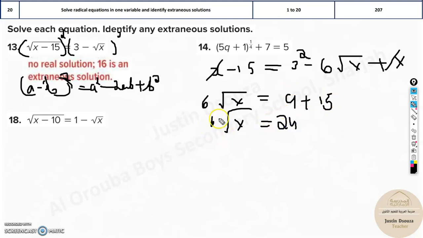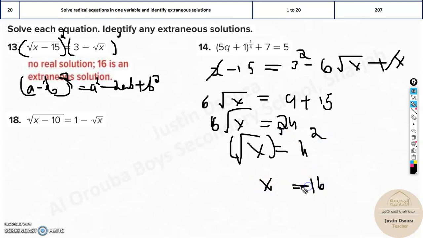Now divide both the sides by 6. So what will be the answer? 6 fours are 24. Root x equals 4. What is x then? Square both the sides. You will get 4 squared, x is equal to 16. Isn't it? We got the answer, x is 16. Simple steps.